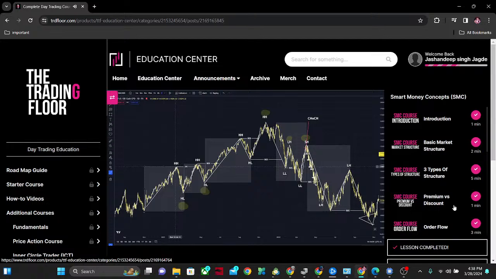This is the entire momentum move up, the bullish movement up. This is the retracement, bullish movement up, retracement, bullish movement up, retracement.